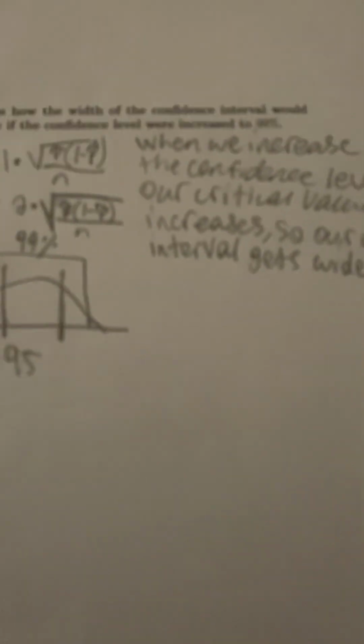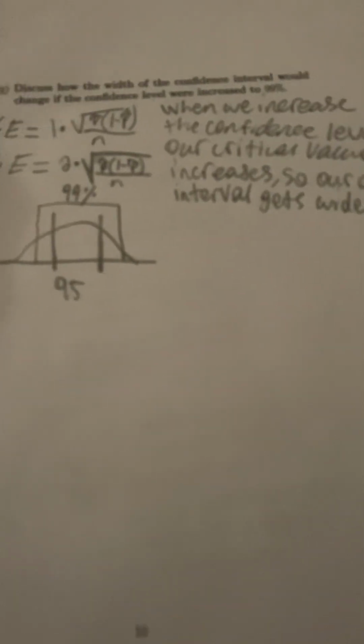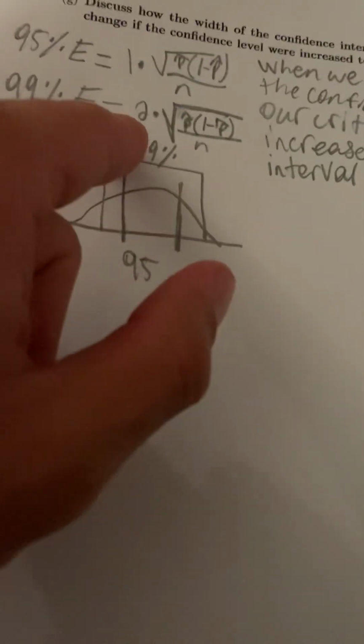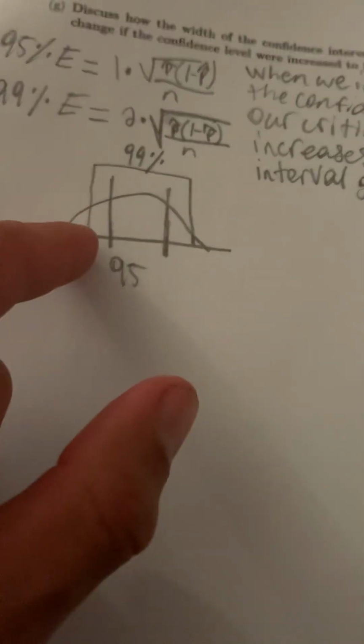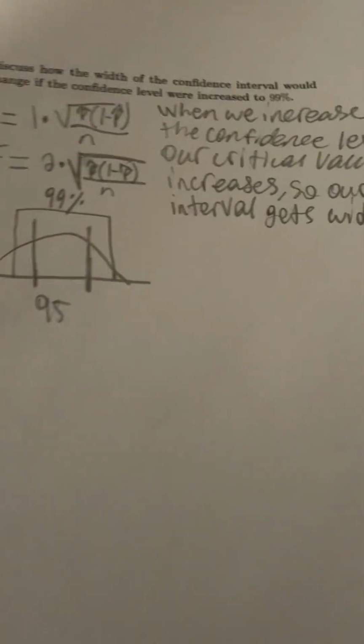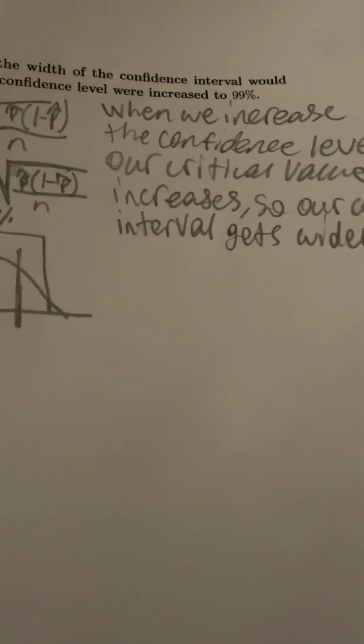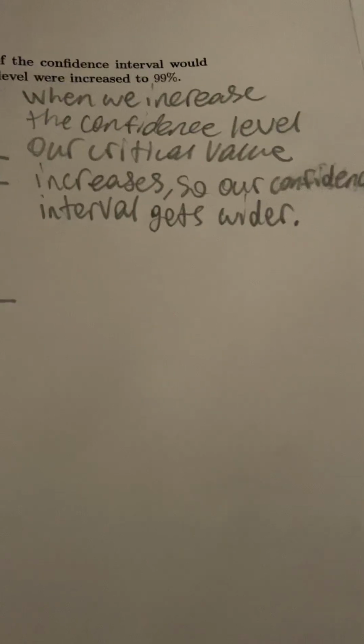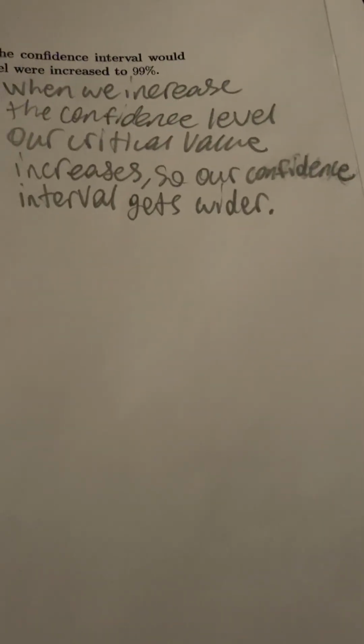Discuss how the width of the confidence interval would change if the confidence level were increased to 99%. Look at this graph here. It was 95%, and this is what it was before. You see the lines are right here. If it changed to 99%, the lines would be over here. So the range would get wider. When we increase the confidence level, our critical value increases, so our confidence interval gets wider.